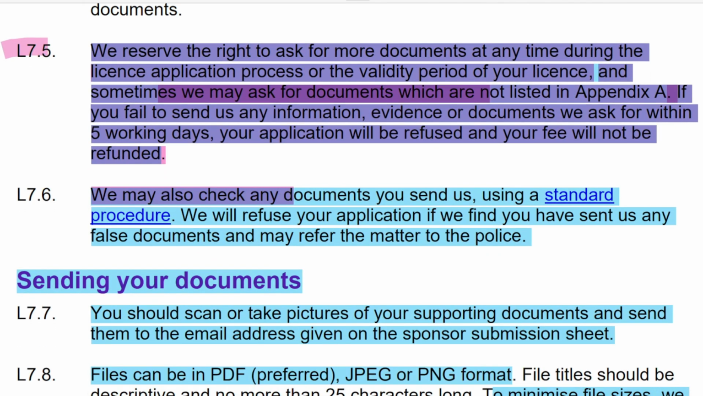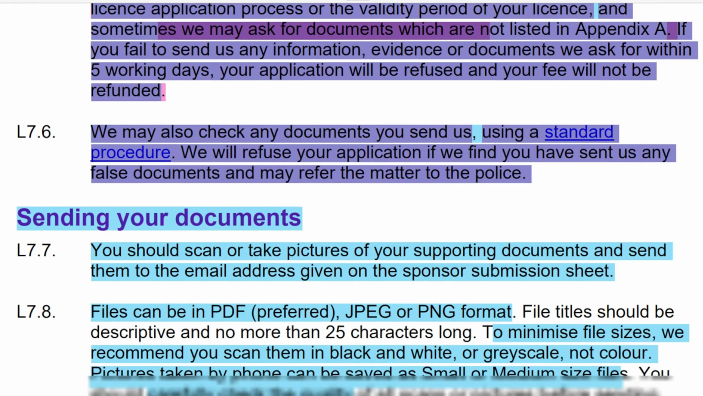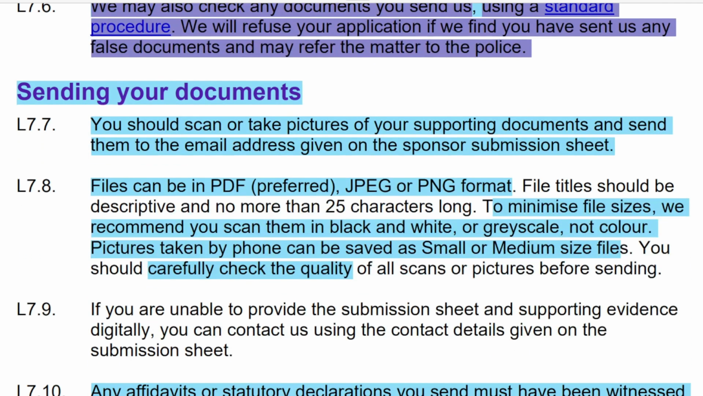We may also check any documents you send us using a standard procedure. We will refuse your application if we find you have sent us any false document and may refer the matter to the police. Sending your documents. How to send the documents to the Home Office.